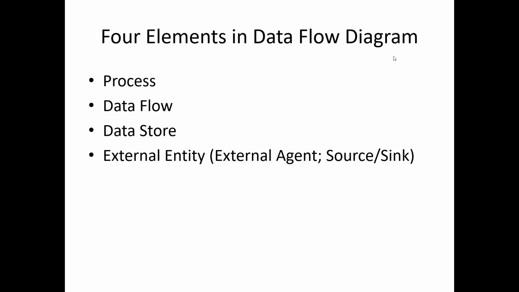In any data flow diagram, we have the following 4 types of elements, namely process, data flow, data store, and external entity, which is also called external agent, or source, or sink. We just look at them one by one. We first look at the process.